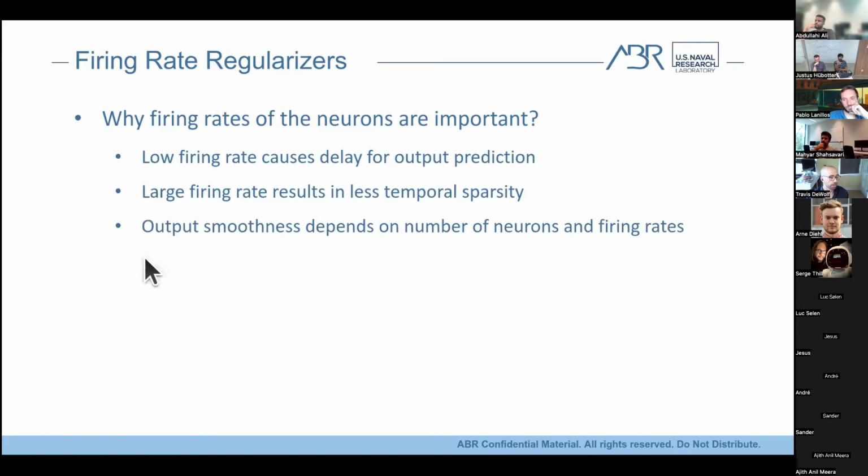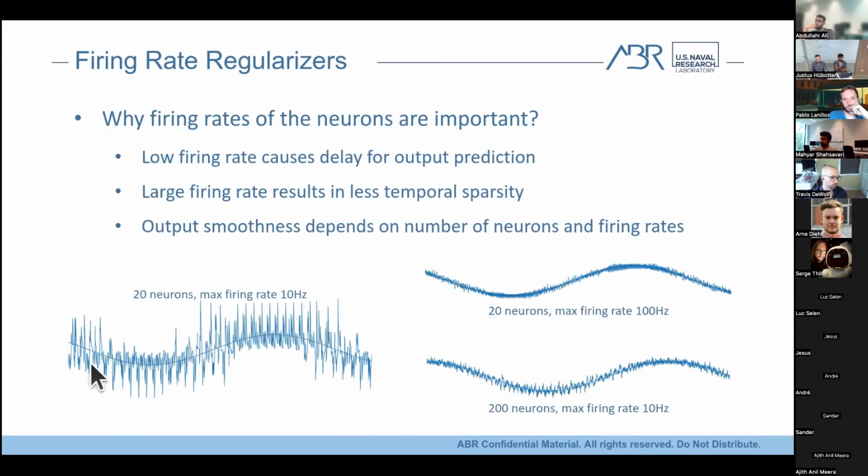And then another reason why firing rates are important is because the output smoothness of the function depends on both the number of neurons and the firing rates. So I have a nice picture for this. We have this simple sine wave that we want to represent in the blue lines here. If we have 20 neurons with a max firing rate of 10 hertz trying to represent this signal, it's relatively noisy. And yes, I don't have axes on any of these plots, but these are all the same axes. These are all at the same scale.